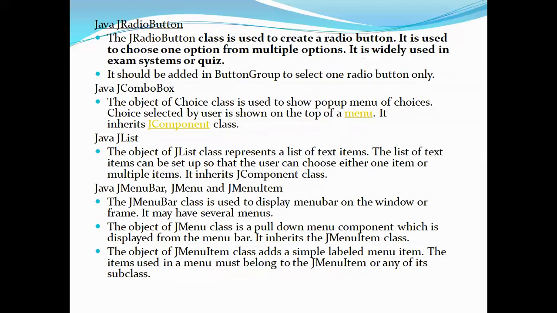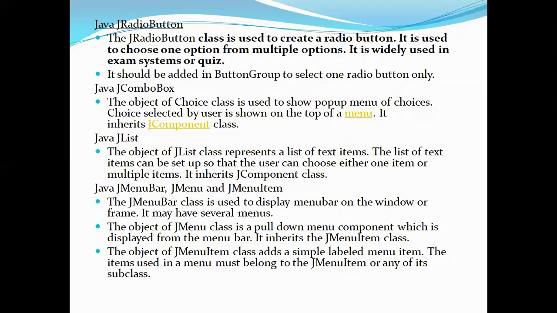And next is the Java JRadioButton. The JRadioButton class is used to create a radio button. Where is the radio button used? It is widely used in exam systems or quizzes. A radio button is used to choose only one option from multiple options. And how to use this JRadioButton? JRadioButtons should be added in a ButtonGroup, to select only one radio button.